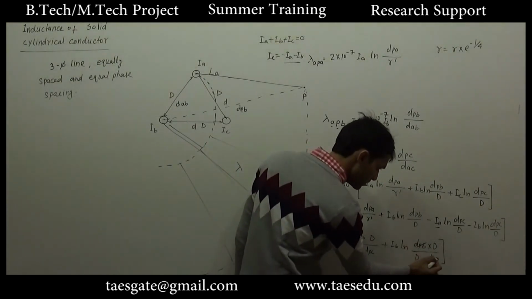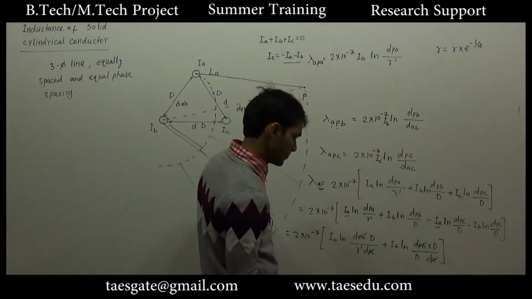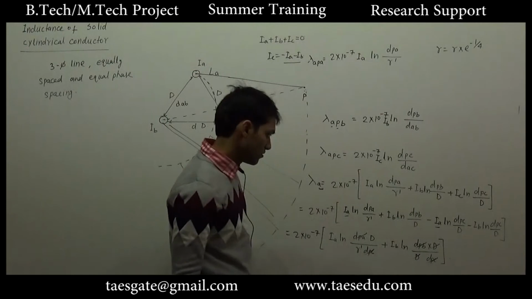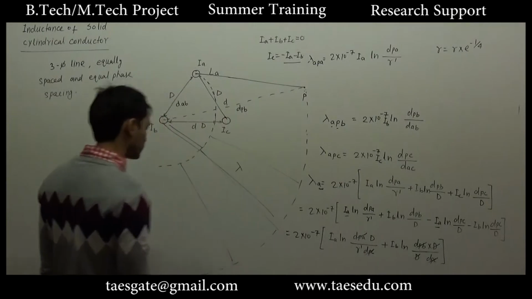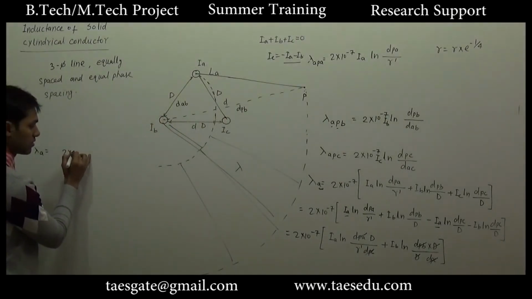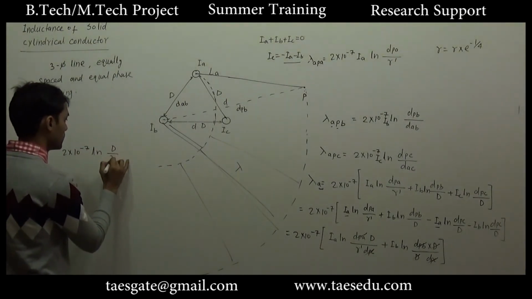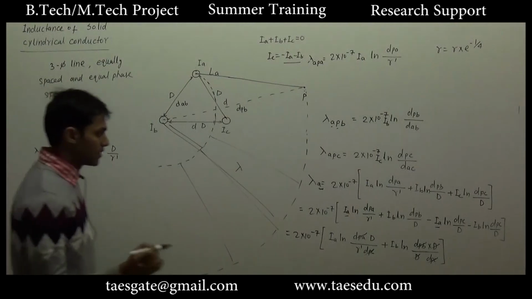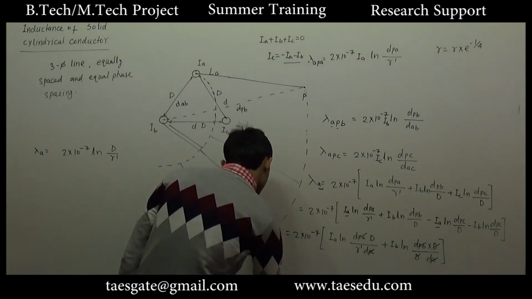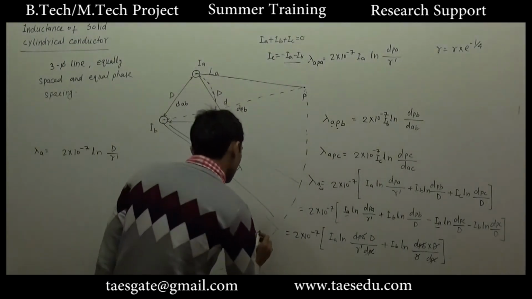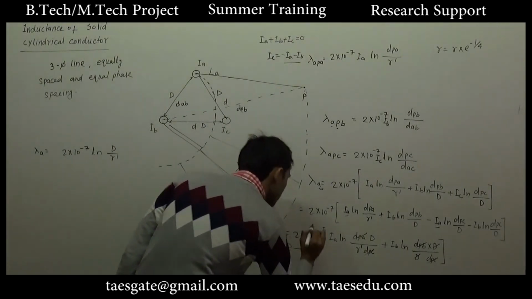So dPB and dPC will be approximately equal, dPA and dPC will be approximately equal. D and D will again be cancelled out, so here we will have ln 1 that is 0, and here we are left with lambda A will be 2 into 10 to power minus 7 ln D divided by R dash only. And when you are interested to find out flux linking to conductor A from up to infinity, you just have to move the point P to infinity.